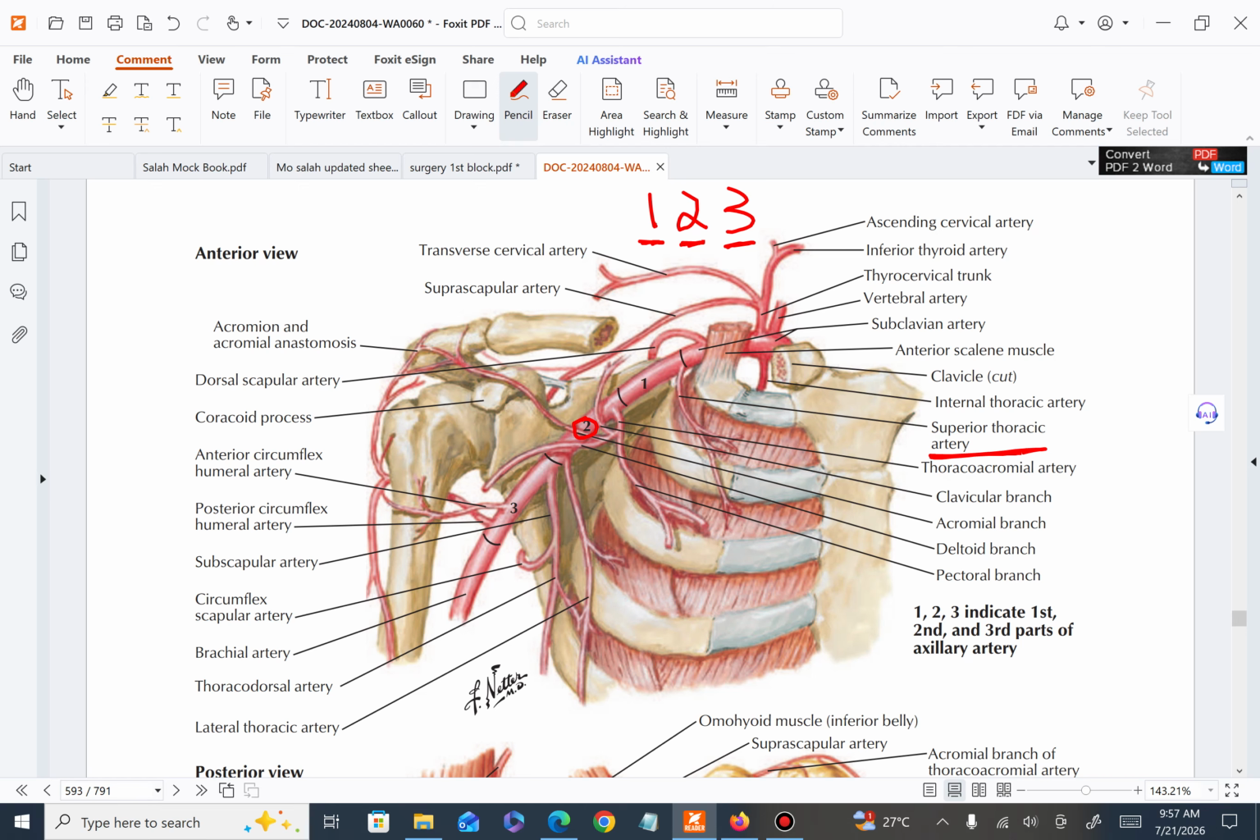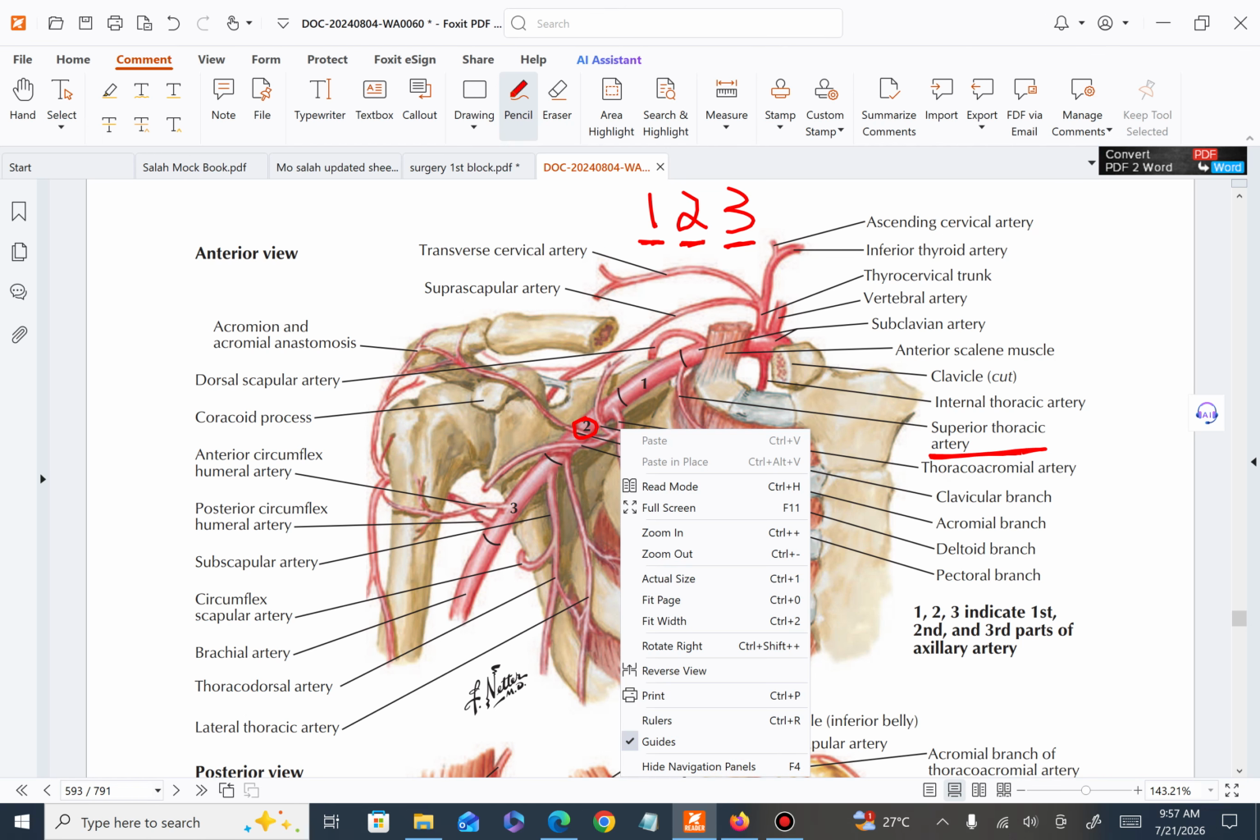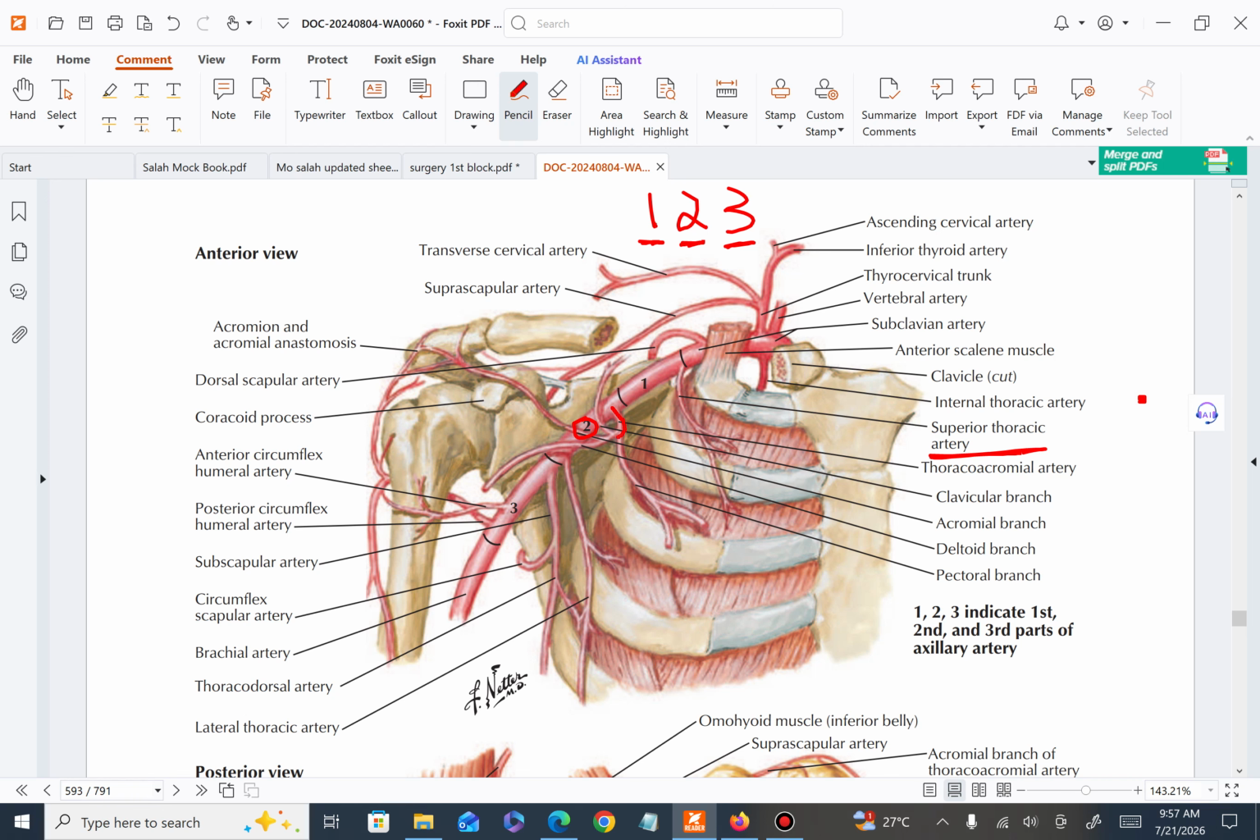branches, one at the upper border of the pectoralis minor muscle, which is thoracoacromial artery. This is thoracoacromial artery, and the second branch is from the lower border of the pectoralis minor muscle, which is lateral thoracic artery. So the second part gives thoracoacromial artery and lateral thoracic artery. This is lateral thoracic artery. So these are the two branches from the second part.